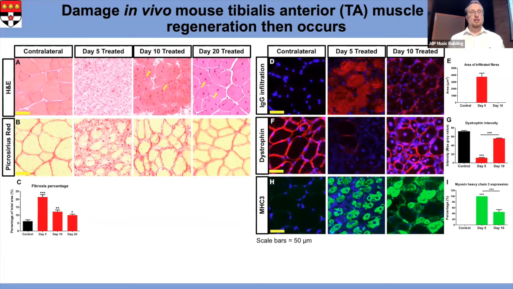regeneration had progressed, as shown by centrally located nuclei on the H&E stain, a reduced amount of picrosirius red, a reduced amount of fibrosis, an absence of IgG infiltration, and an increase in dystrophin intensity. The myosin heavy chain was, however, still present in 45% of the measured fibers, indicating that while regeneration has progressed, it is still not completed.